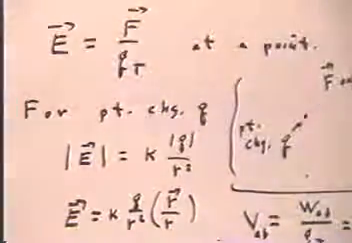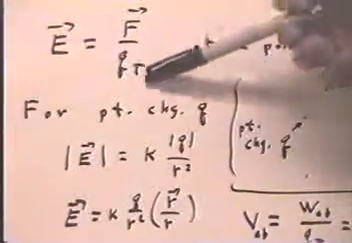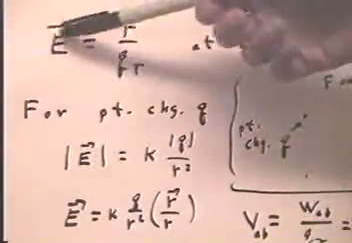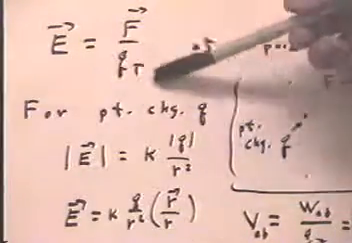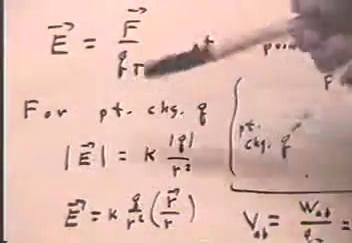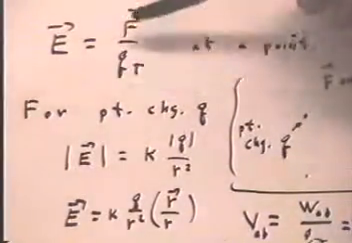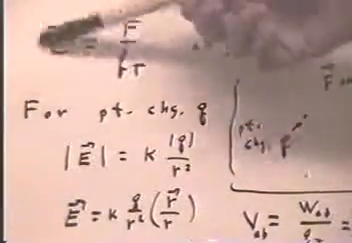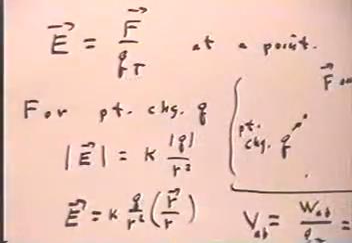We define the electric field to simply be the force per unit charge at a given point. So the electric field at a point is the force at that point divided by the test charge that we place at that point. If the test charge experiences force F, then the electric field will be F over QT. And this is a vector relationship.